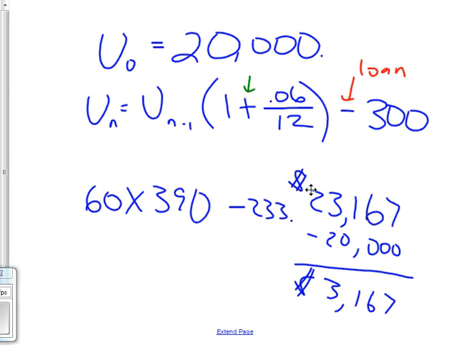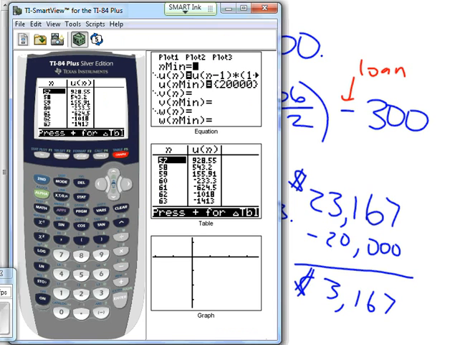Why are we subtracting that 233? Okay, good question. On the calculator, if I make 60 payments, it ends up with this negative number. What that means is that I overpaid by that amount. I overpaid by $233. I couldn't have stopped here though, because I still owe them money.